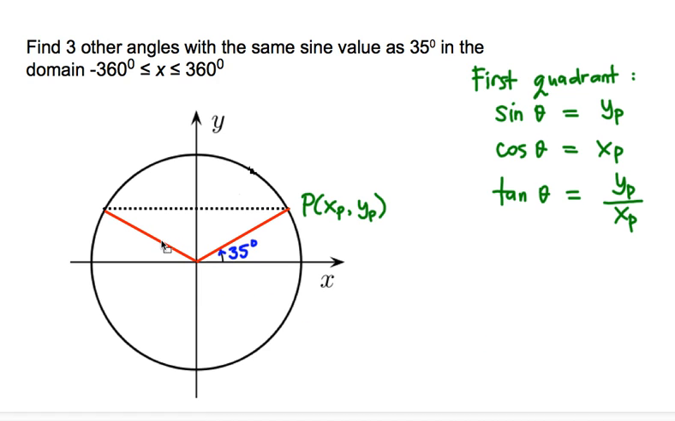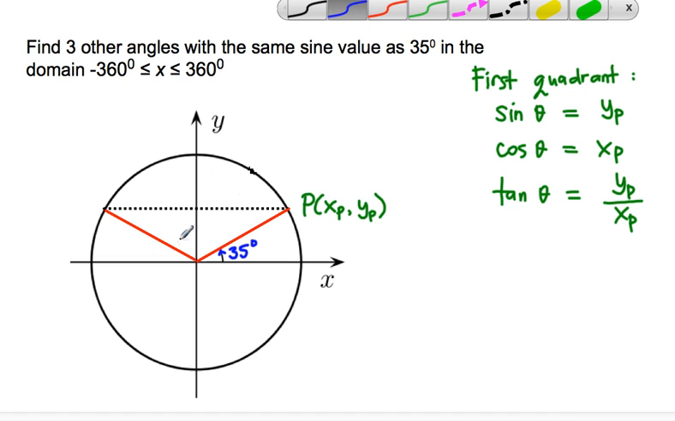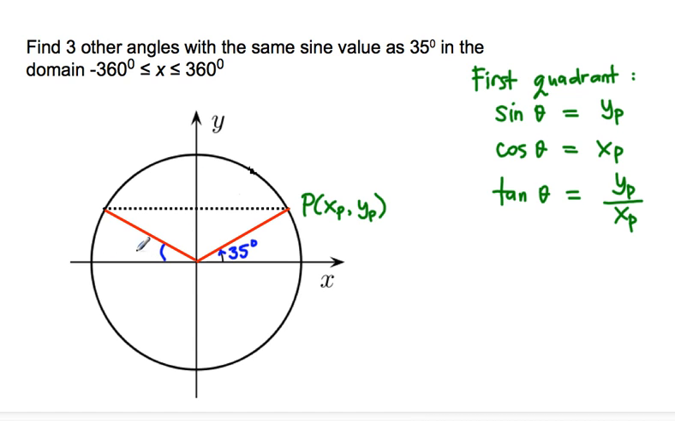If I put a line over here that just touches and intersects the unit circle at this point, this will be a terminal point of another angle that I can measure from the x positive axis that will have exactly the same sine value as 35 degrees, because they both will have the same y coordinate of their terminal point. So because of the symmetry, we know that the measure of this part over here is actually also 35 degrees.